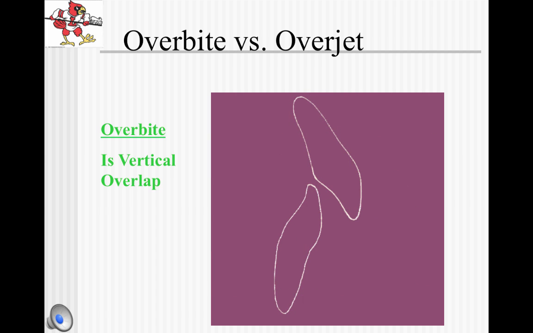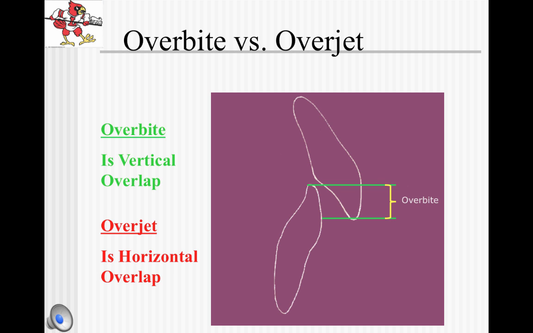Overbite is the vertical overlap which is measured from the incisal edge of the maxillary tooth to the incisal edge of the mandibular tooth. This is shown by the measurement between the green lines. Overjet is the amount of horizontal overlap measured from the incisal edge of the maxillary tooth to the incisal edge of the mandibular tooth. This is shown in red on the image. Overbite affects guidance and the incisal guide table contact.